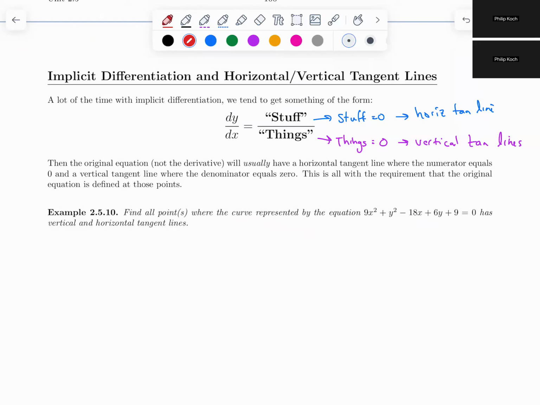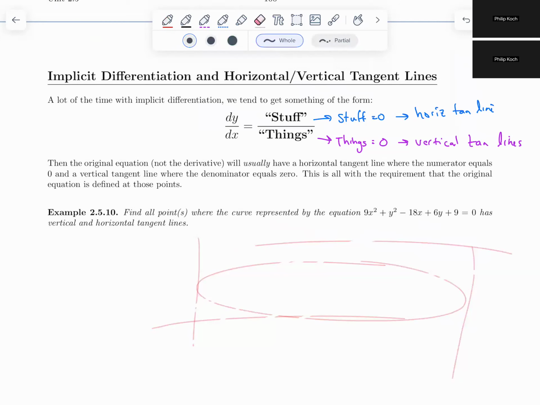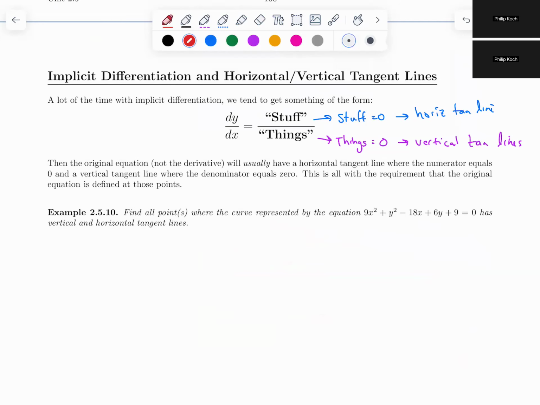If it had been 9x squared minus y squared, then it would have been a hyperbola. It's an ellipse. So I don't know necessarily which way it's going to be opening up, but it's going to be an ellipse, which means that we should have 2 vertical tangent lines and 2 horizontal tangent lines. And if we don't, then we know we made a mistake. See, it's important to remember stuff from your other classes.